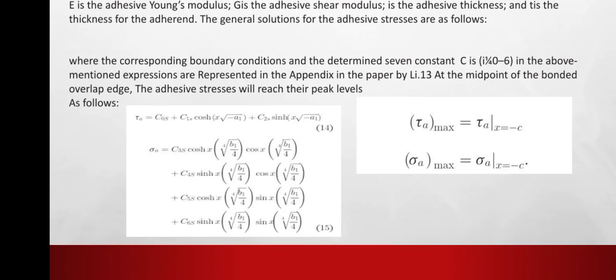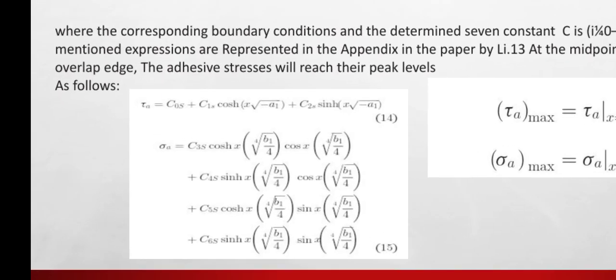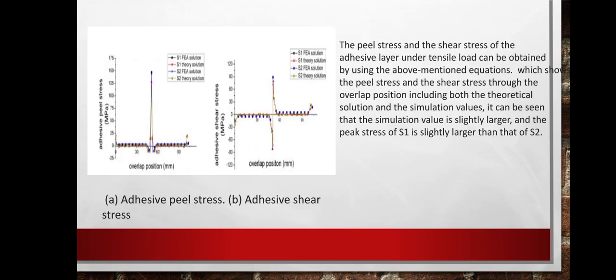So, this diagram is about adhesive peel stress A, and B diagram is for adhesive shear stress. The peel stress and shear stress of the adhesive layer under tensile load can be obtained by using above mentioned equations. As we saw in the previous slide, which shows the peel stress and the shear stress through the overlap position, including both theoretical solution and simulation value.